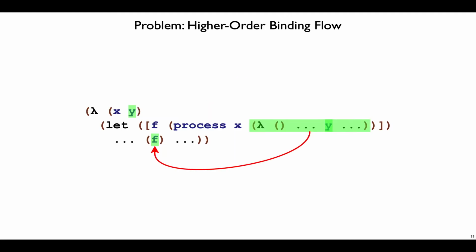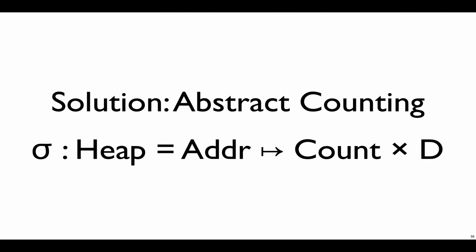Going back to our initial example, we can see the same pattern of binding occurring. Both the call to f and the lambda, which captures y's binding, lie within y's scope. However, as we have just seen, this condition alone does not suffice to prove the safety of the inlining operation. The solution to the aliasing problem that we build on is abstract counting.